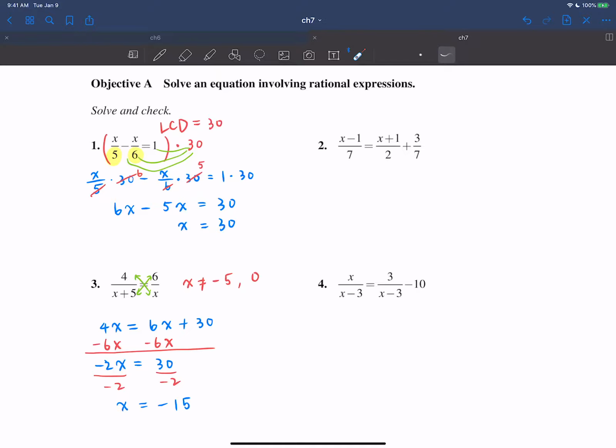Another way to do it is to plug it back into the original equation and then check if left equals right. But I think checking the restriction is a little bit easier. And that is number 3.